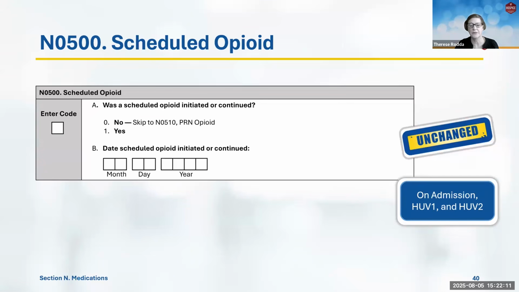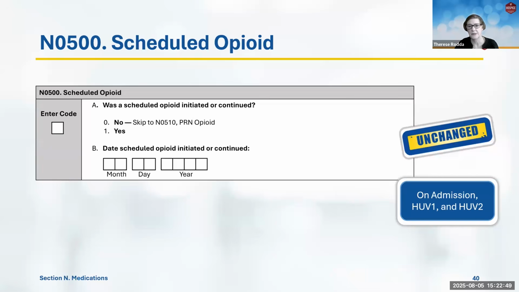Here is a screenshot of the first item in section N, N0500, scheduled opioid. First, you'll answer yes or no as to whether a scheduled opioid was initiated or continued. And if the answer is yes, you'll enter the date that the opioid was initiated or continued, irrespective of when the first dose was given. If the nurse initiates an opioid or determines at the HUV visit that an opioid was continued while conducting the HUV, they would record the date of the HUV.